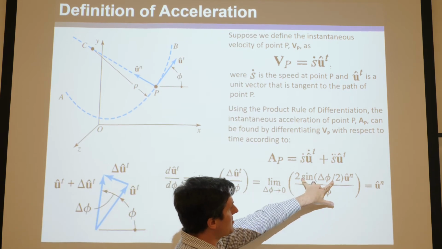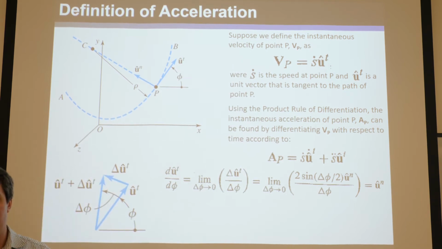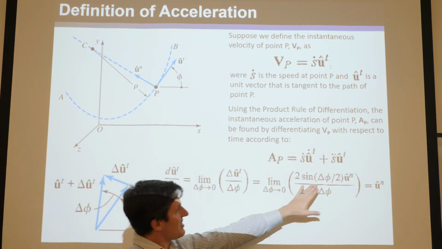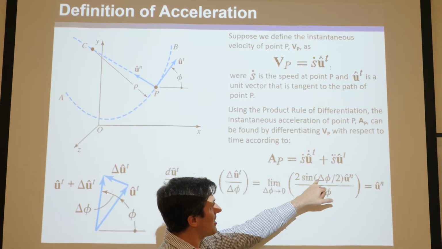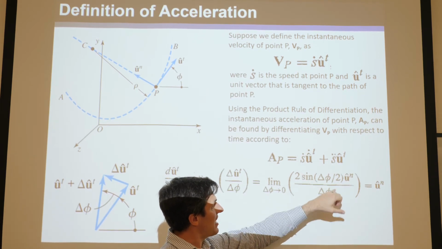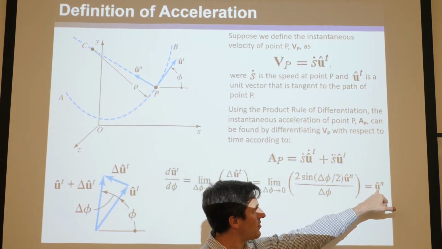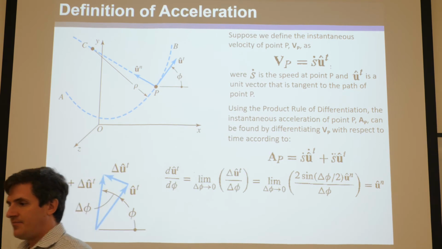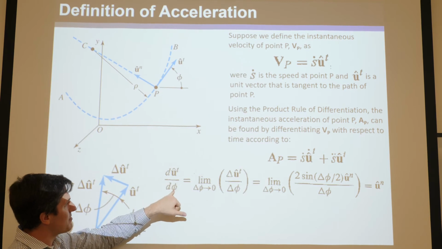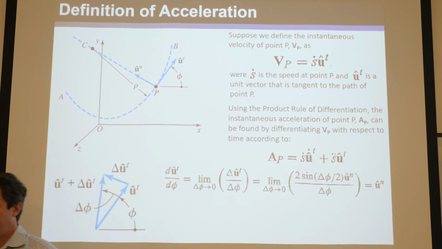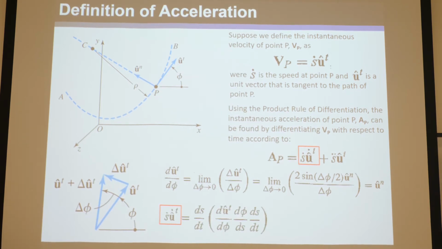But then we also know that as delta phi gets small, remember, sine of an angle equals that angle if the angle is small. Because delta phi is getting infinitely small and it's divided by 2, which makes it even smaller, you can just ignore the sine, and it's like 2 times delta phi divided by 2. The 2's cancel, now you just have delta phi divided by delta phi, which cancels. So this whole thing, as delta phi goes to 0, ends up going to just u hat n. So it's interesting, the derivative of ut with respect to phi is just un. And that's useful.